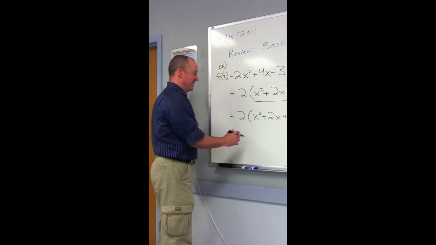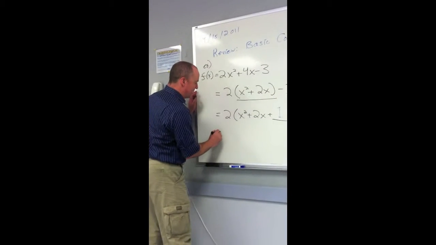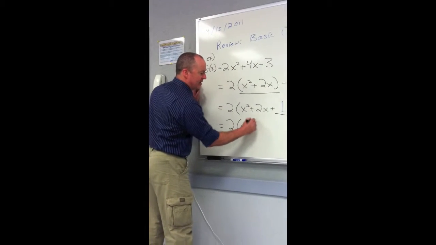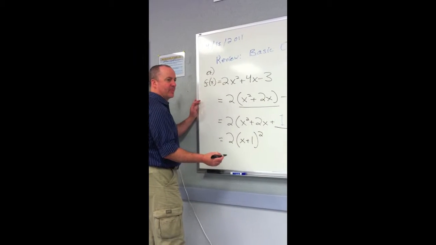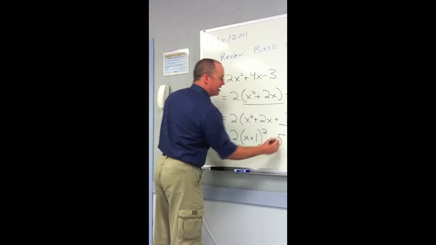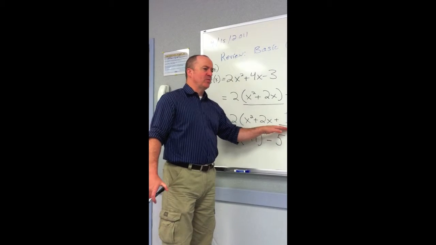Yeah. Okay, now. So now this becomes 2 times x plus 1 squared. I'll come back to that in one second. Let me finish this line. Minus 5. Okay. Where did this plus 1 come from?